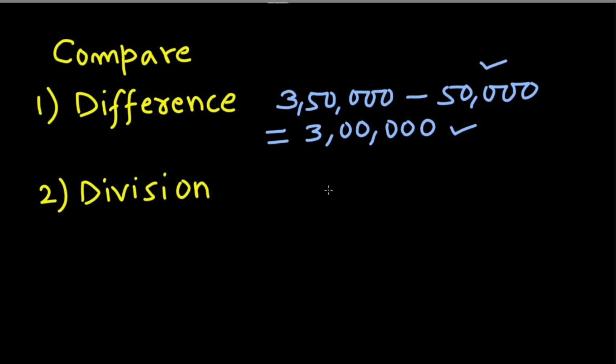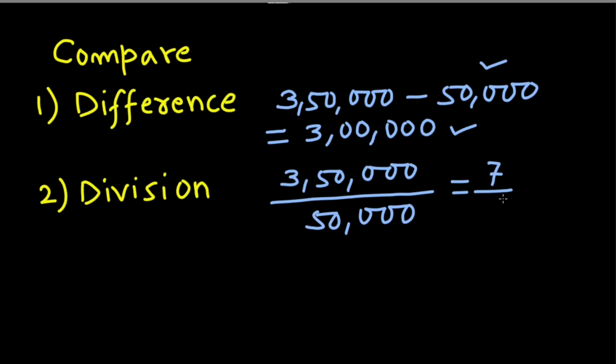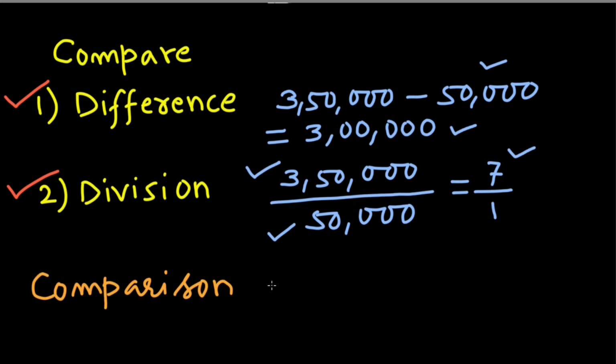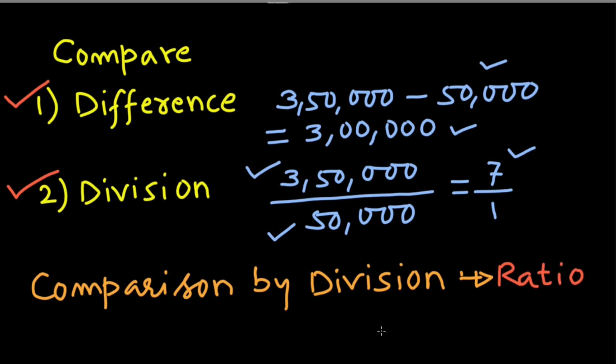If we take their division, then we write cost of car 3 lakh 50,000 divided by 50,000 gives us 7 by 1, and we say that the cost of the car is 7 times the cost of the scooter. Comparison of two quantities by division makes better sense than comparison by difference. Comparison of two quantities by division is known as ratio, and we denote ratio by a colon.